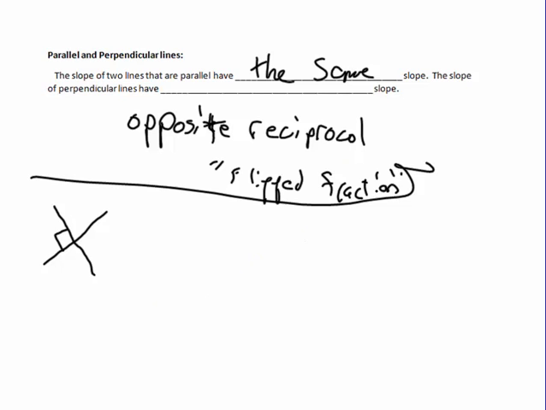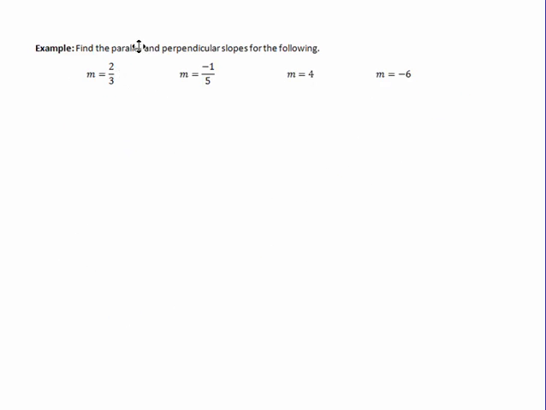Okay? Now, let's test this out. Find parallel and perpendicular slopes for the following. If m equals 2/3, then the parallel slope, and I'm going to denote parallel with these two straight up and down bars, would be 2/3. The slope stays the same.